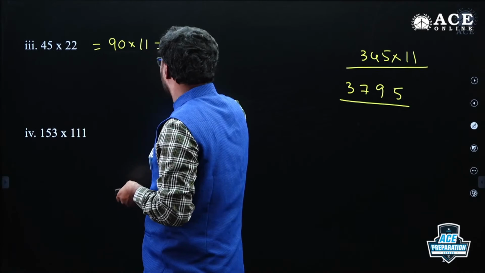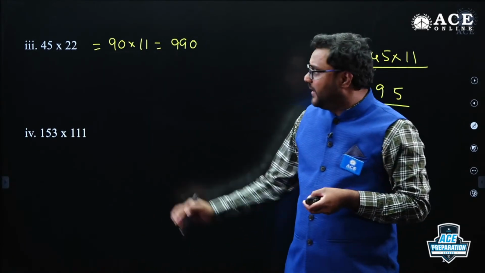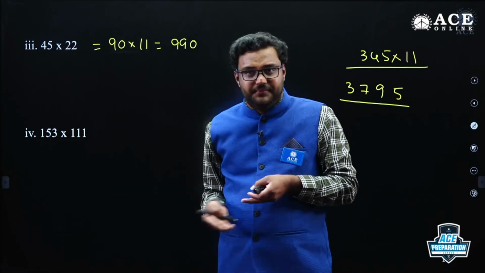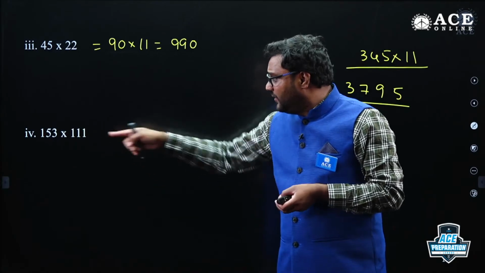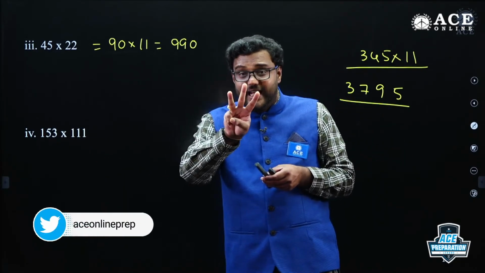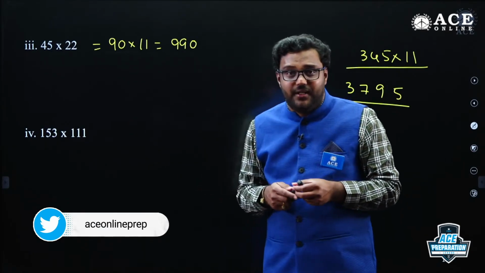Which is anyhow, no need to discuss, right? So it's 990 directly for you. But if they give 33, 22 like that, it means you can convert into 11. Fine. Now 3 ones means it can maximum hold 3 numbers. How to handle 153 into 111?